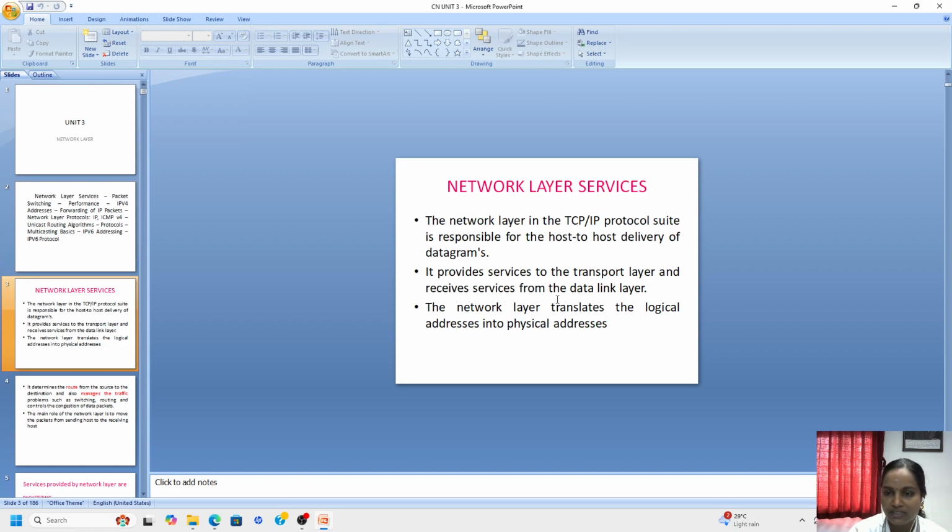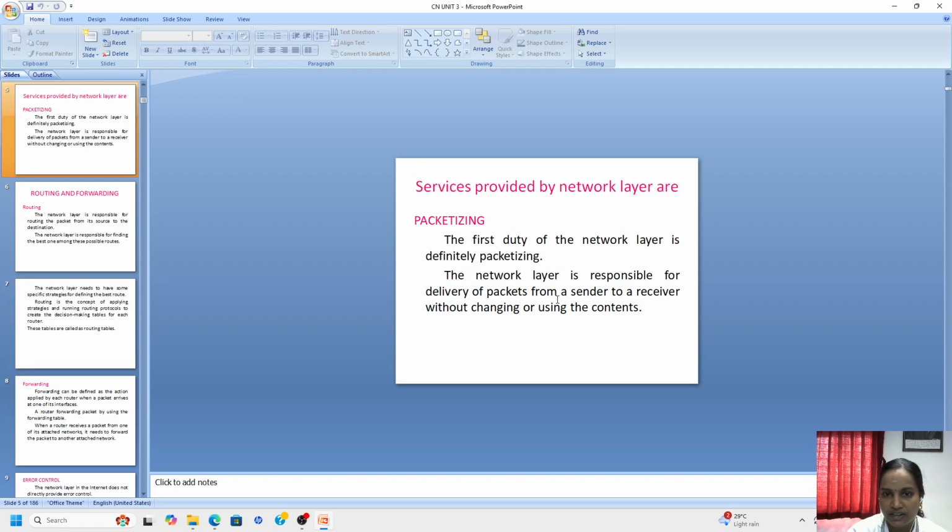The network layer in the TCP/IP protocol suite is responsible for the host-to-host delivery of a datagram. It provides services to the transport layer and receives services from the data link layer. The network layer translates the logical address into a physical address.